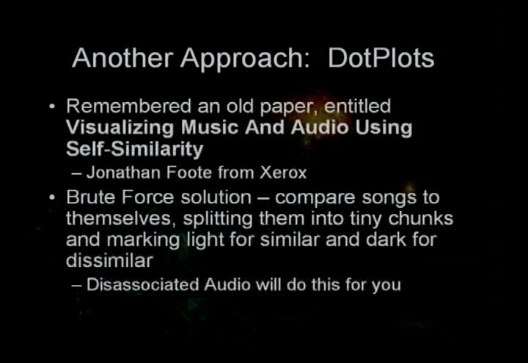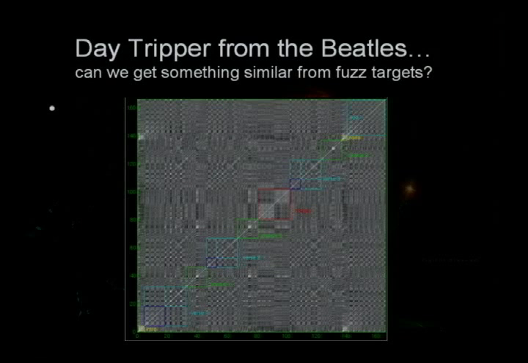You take a file, you turn it into little segments of time, and you compare each segment of time to each other segment of time. And if they sound the same, you make it white, and if they sound different, you make it black. And there's a tool out there called disassociated audio that'll do this if you're also into audio. Well, what kind of pictures do we get? We get pretty cool pictures.